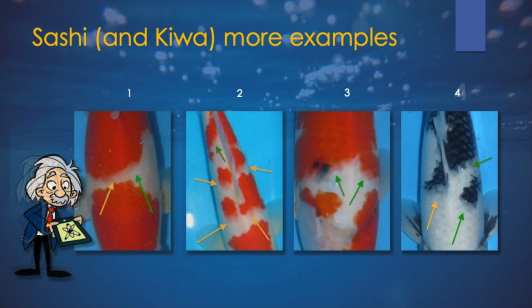I hope you have an idea where to look for and improve your qualities in selecting koi with a future. Remember, sashi width and consistency are very important.